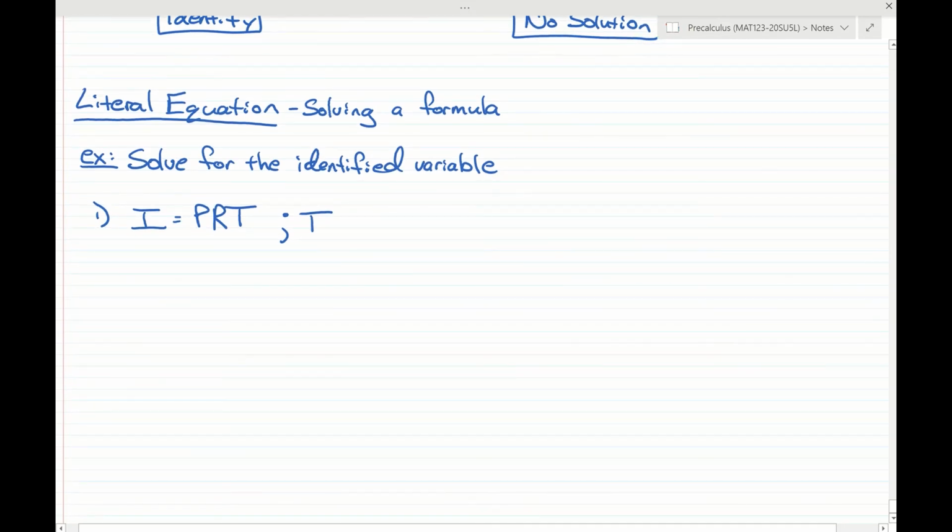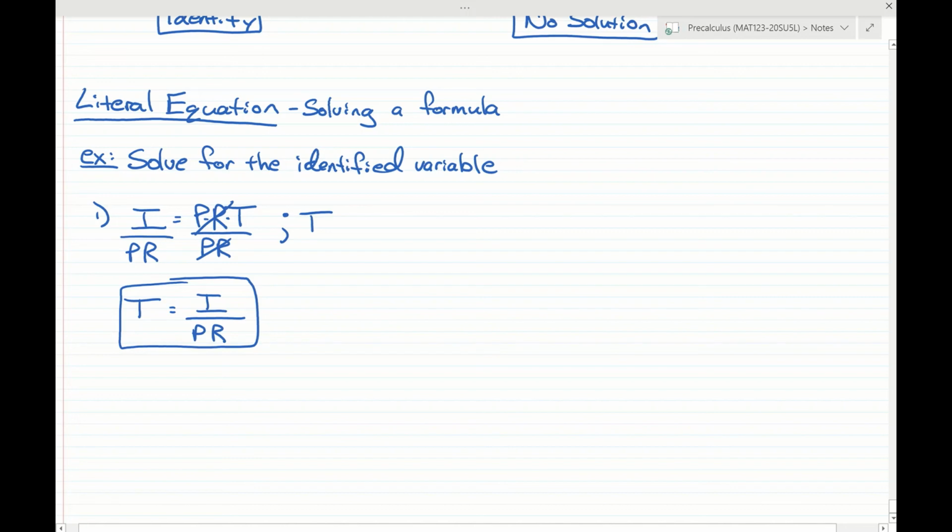Well, if we want to get t by itself, we need to do the inverse operation to make that happen. So if we want to get t by itself, we have to get rid of multiplying by p and r. The inverse operation would just be dividing by p and r. Then you just get t by itself, and it's equal to the interest divided by the principal times the rate. That's what we mean by solving literal equations.